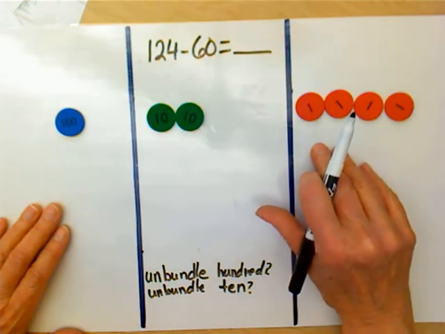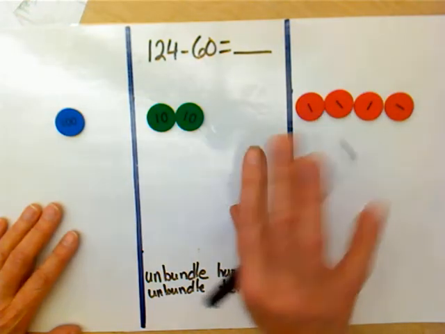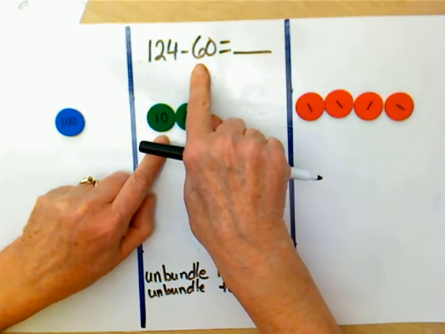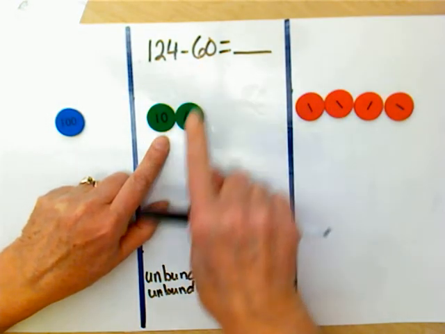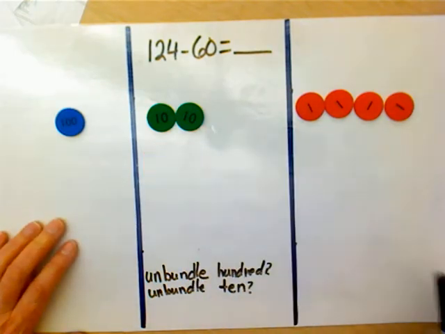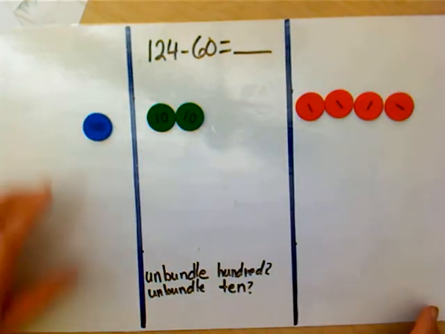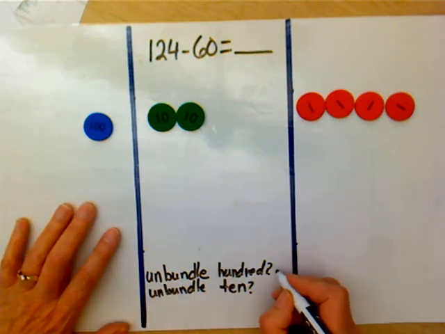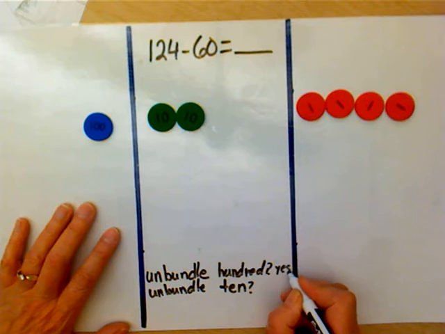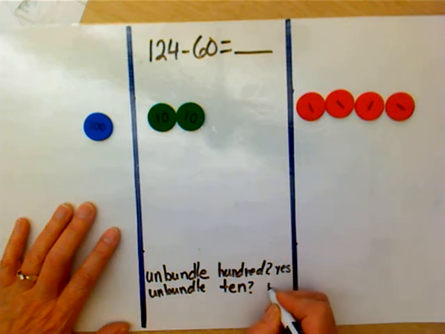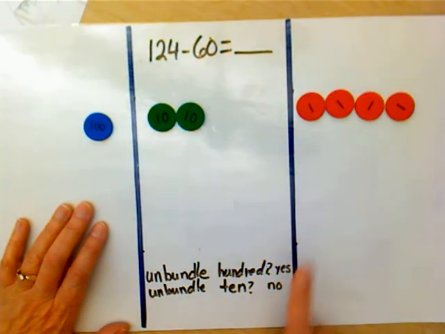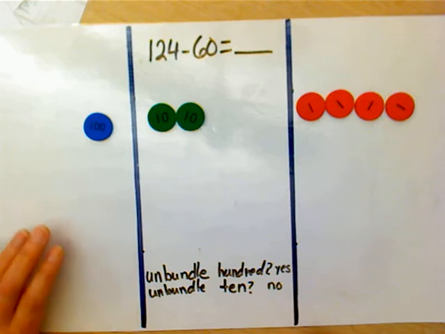So once I've decided about what's going on with the ones, then I'm going to come over to the tens. I've got 2 tens here, and I have to ask myself, can I take 6 tens away from those 2 tens? Well, I'm hoping that you're shaking your head no, that you can't. So I know for sure that I am going to have to unbundle 100. So I'm going to say yes, I'm going to have to unbundle 100. But did I have to unbundle a 10? I did not. So the answer to that is no. But I can see that I'm going to have to unbundle a 100.